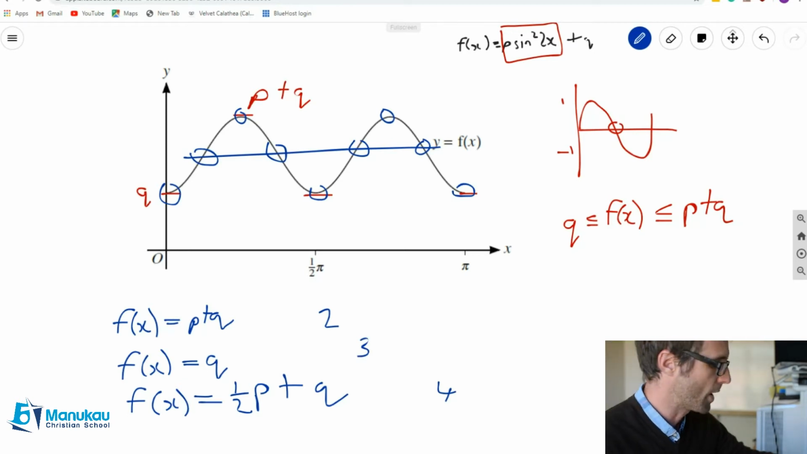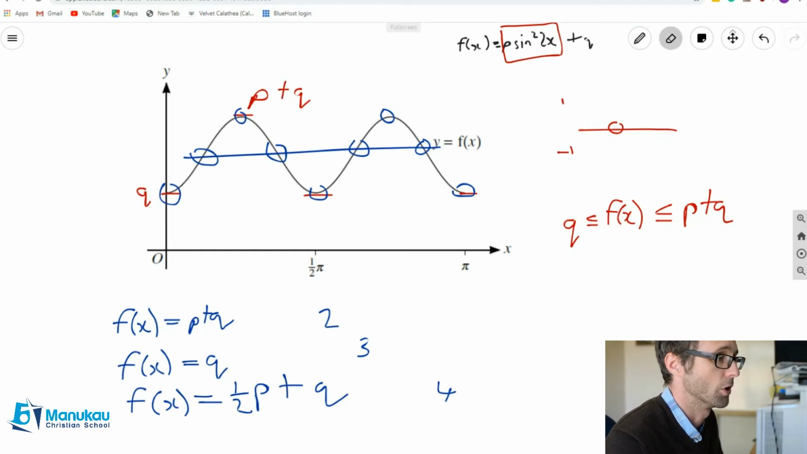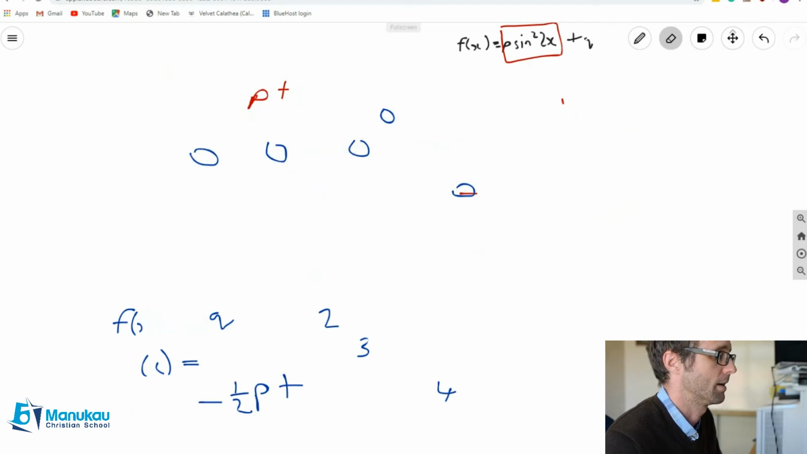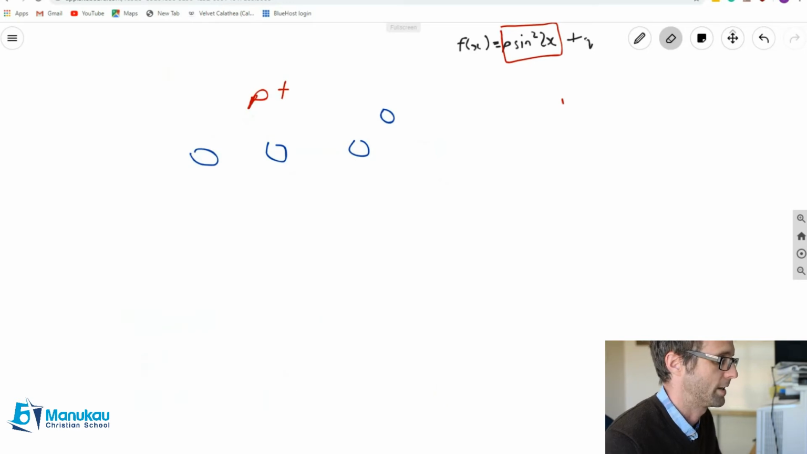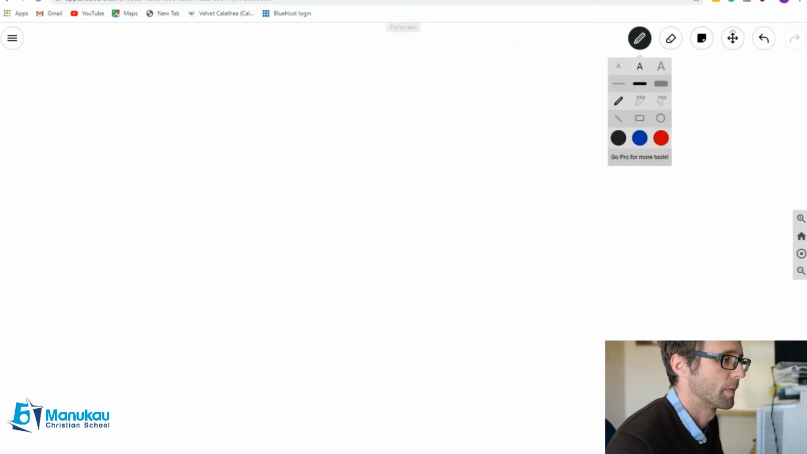This brings us to the final part of the question, where we have to solve an equation for the case where p is equal to 3 and q is equal to 2. So let's just do that now. We'll clear this whole page and we'll write our equation. Here we go. Let's have a go at this.